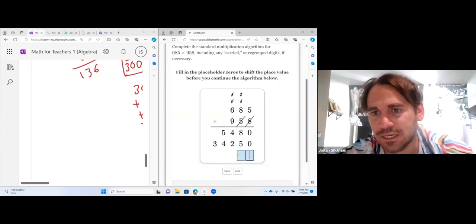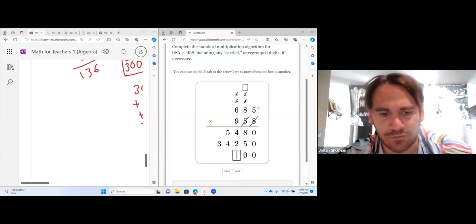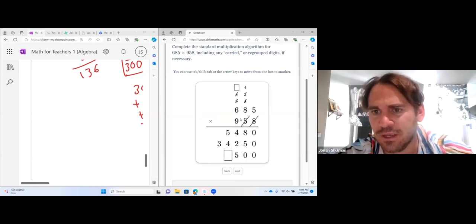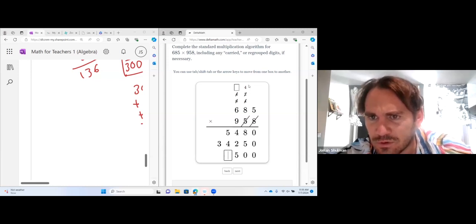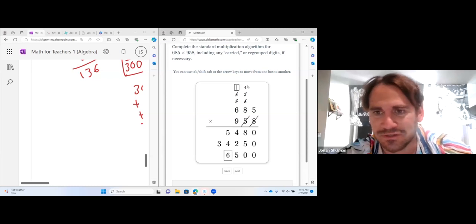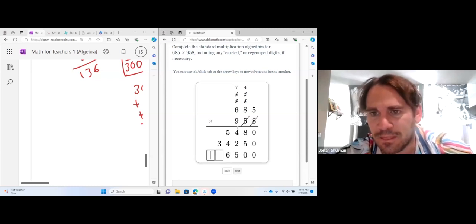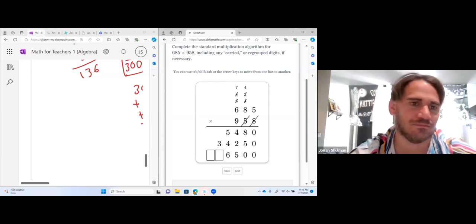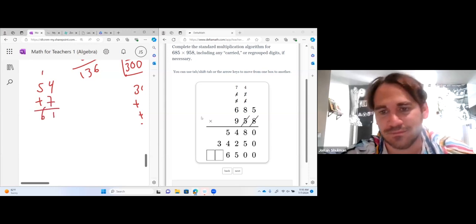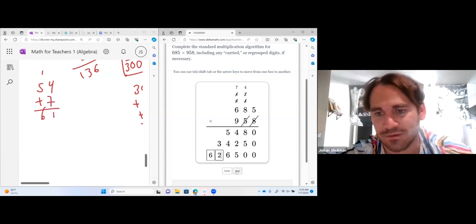All right, now we're just looking at the 9. More 900. 9 times 5 is 45. Carry the 4. 9 times 8 is 72. 72 plus 4, 76. And 9 times 7, oh, sorry, 9 times 6. I think I was multiplying the top. 9 times 6 is 54. 54 plus 7. Just so I don't make another mistake. 61.